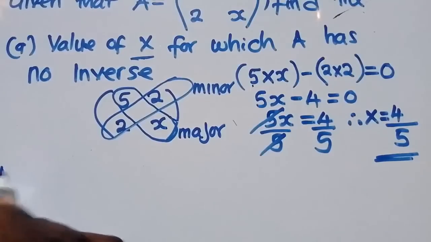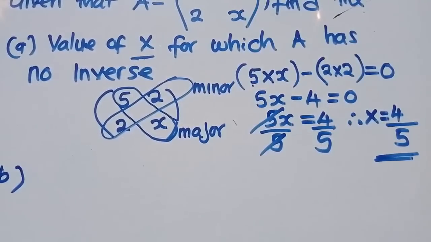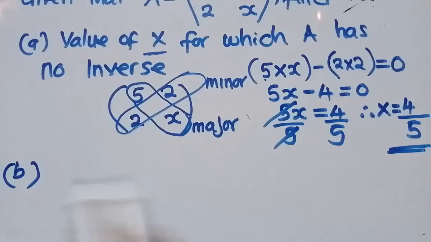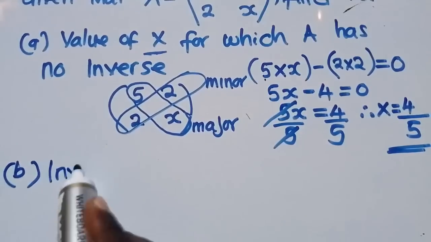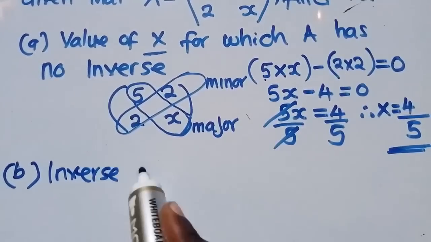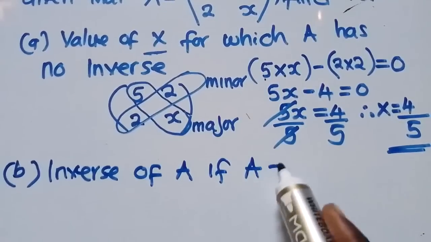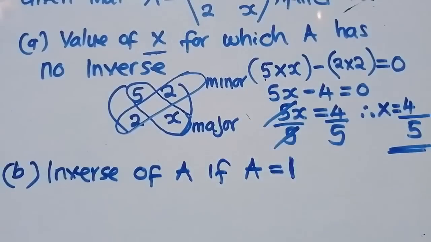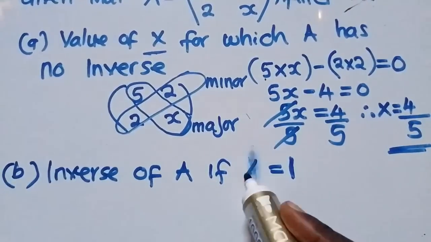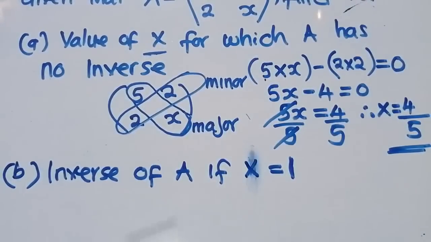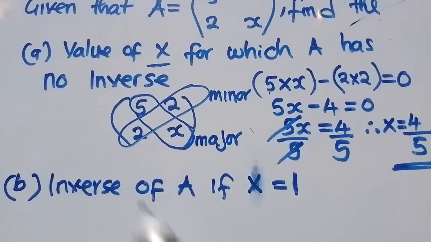So how is part B worded? Part B is saying find the inverse of A if x is equal to 1. How can you find the inverse of A if x is equal to 1? What you are going to do is this. You are going to get the matrix.